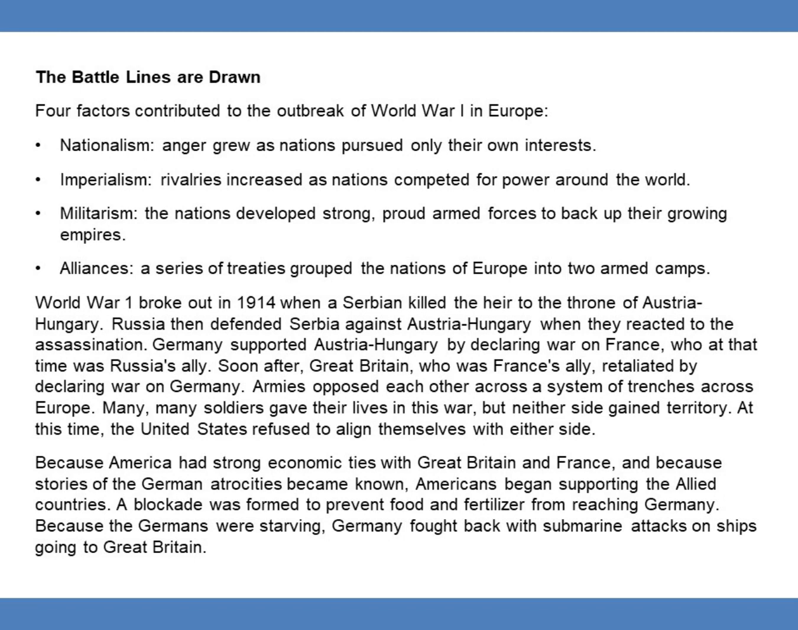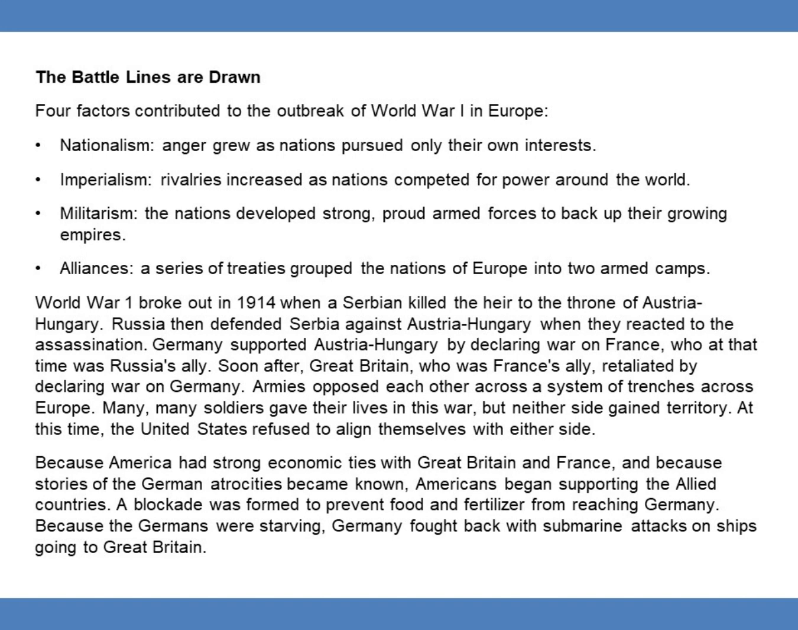World War I broke out in 1914 when a Serbian killed the heir to the throne of Austria-Hungary. Russia then defended Serbia against Austria-Hungary when they reacted to the assassination. Germany supported Austria-Hungary by declaring war on France, who at that time was Russia's ally. Soon after, Great Britain, who was France's ally, retaliated by declaring war on Germany.